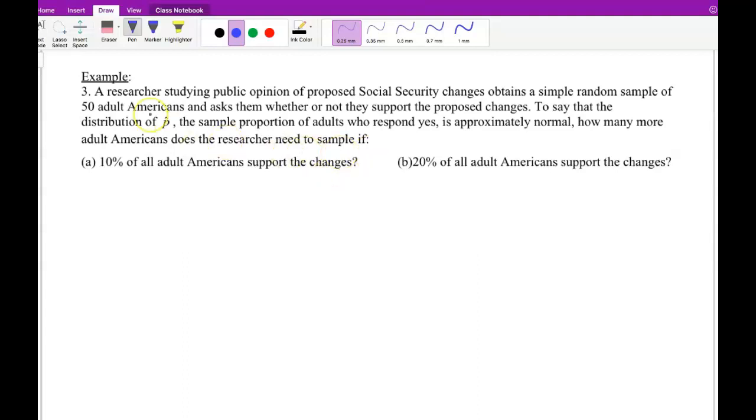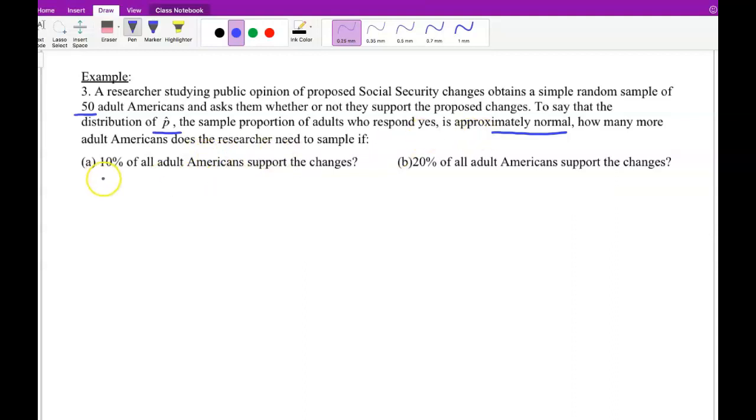Okay, example number 2. A researcher obtains a random sample of size 50 and asks them whether or not they support the changes. He proposes the distribution of p hat, the proportion of adults who respond yes, is approximately normal. How many more adult Americans does the researcher need to sample to make this approximately normal?